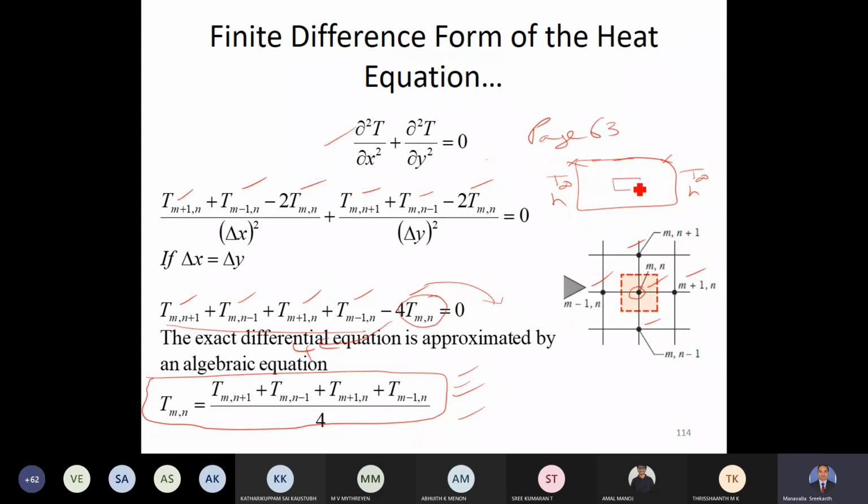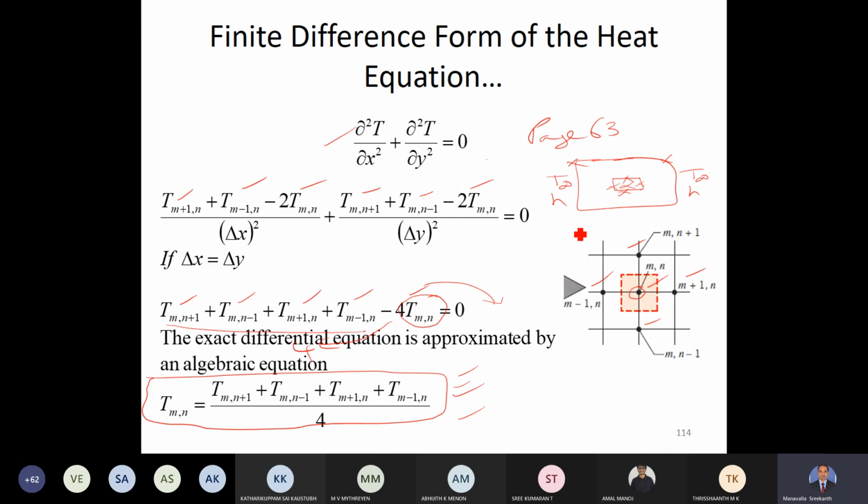For an interior node, the temperature is the average of these four temperatures. But what will you do when you come to the boundary? At the boundary, you will have to implement the boundary conditions. The boundary condition can be a constant temperature or a given temperature. One example we'll do now.